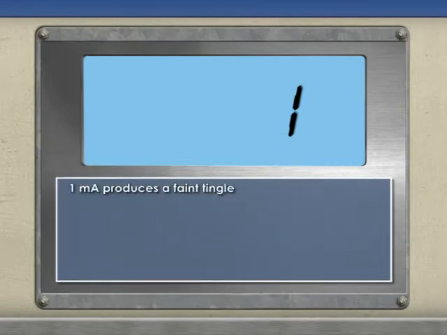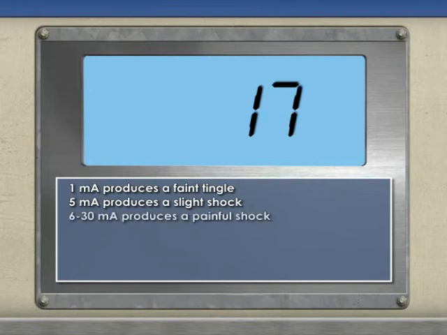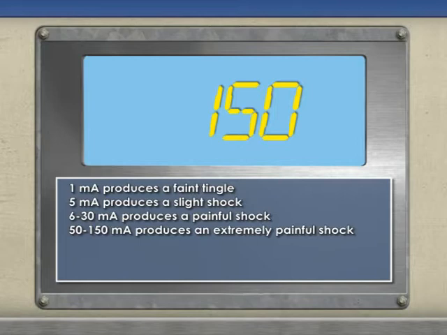1 milliamp produces just a faint tingle. 5 milliamps produces a slight shock. 6 to 30 milliamps produces a painful shock. At this level, muscular control is lost, and it may not be possible to let go of the source of shock. 50 to 150 milliamps produces an extremely painful shock. At this level, breathing stops and severe muscle contractions occur.